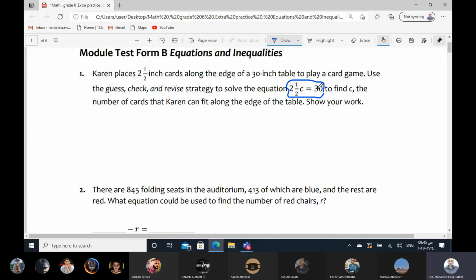I want from all of you to write this equation in your notebook and try to solve it. Then tell me what is the solution here. What is the value of c? Start, please.